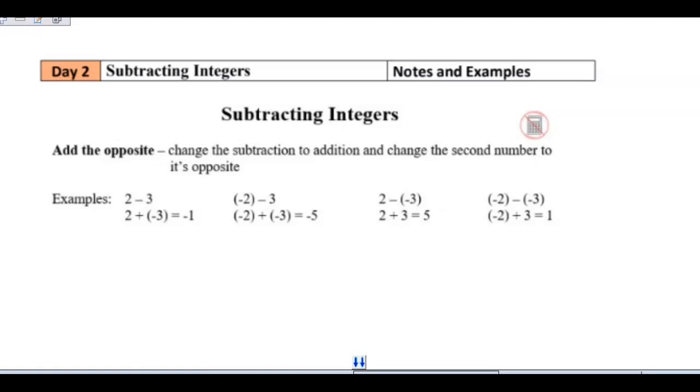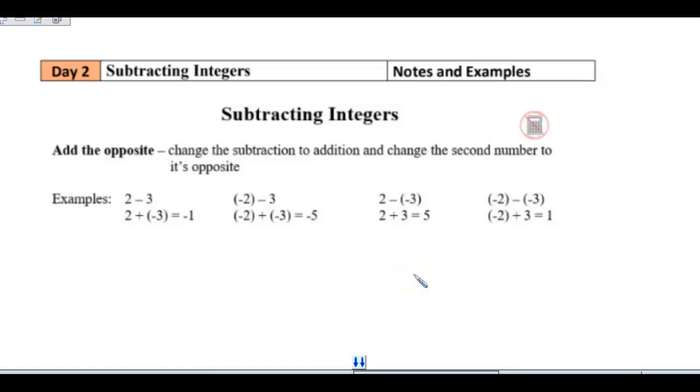Today we're going to work with subtracting integers. When we are subtracting integers, we're really just changing it from a subtraction problem to an addition problem, because what we're going to do is add the opposite. We're going to change that subtraction to addition, and then we're going to change the second number to its opposite. And then we follow the addition rules to find the answers.